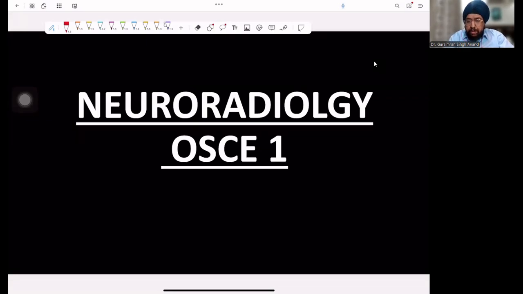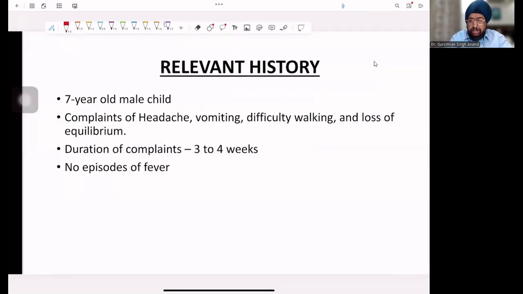So hi friends, in continuation with the OSCE series. So this would be the first case in the Neuro-Radiology OSCE series. So let's start with the case.